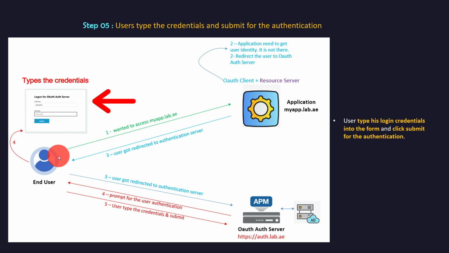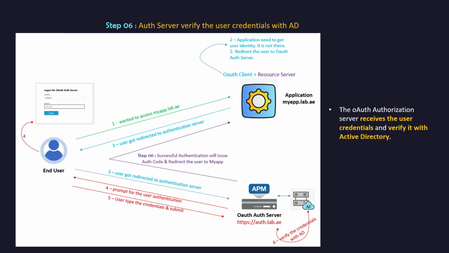In step 5, the user types his credentials and submits them to the authorization server for authentication. In step 6, the OAuth Authorization Server receives the user credentials and verifies them with Active Directory. The user authentication is successful.